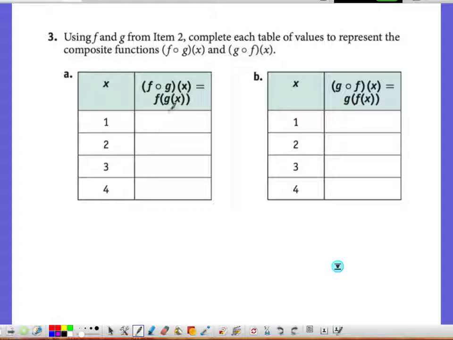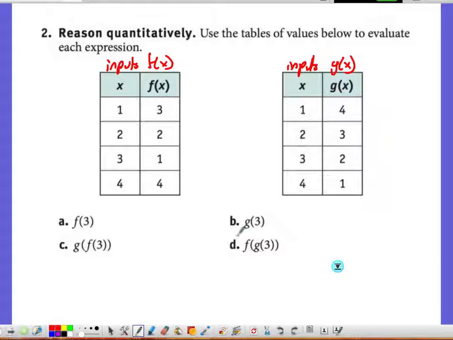And so here, let's just do the first example. It's asking us to find f of g of 1. My input is 1. So the first thing I want to do is find what is g of 1. So if I were to write this out, f of g of 1, this is what it's asking me to find. So if I go to g of 1, here's my function g of x, here's my input of 1, and I'm seeing that it equals 4.